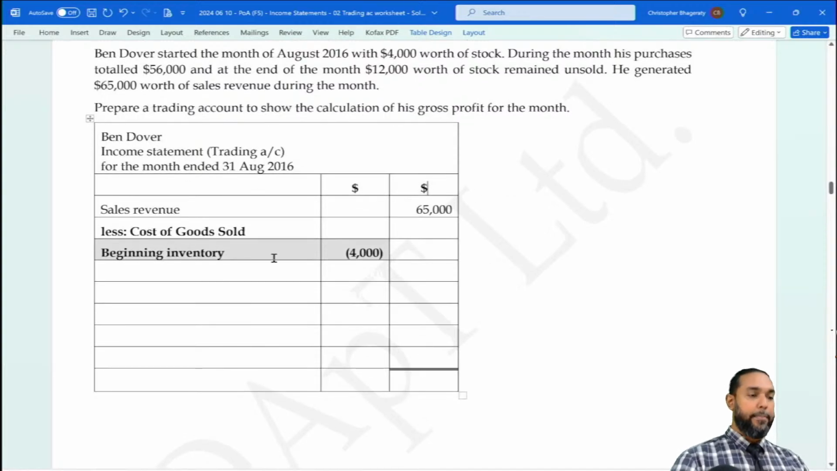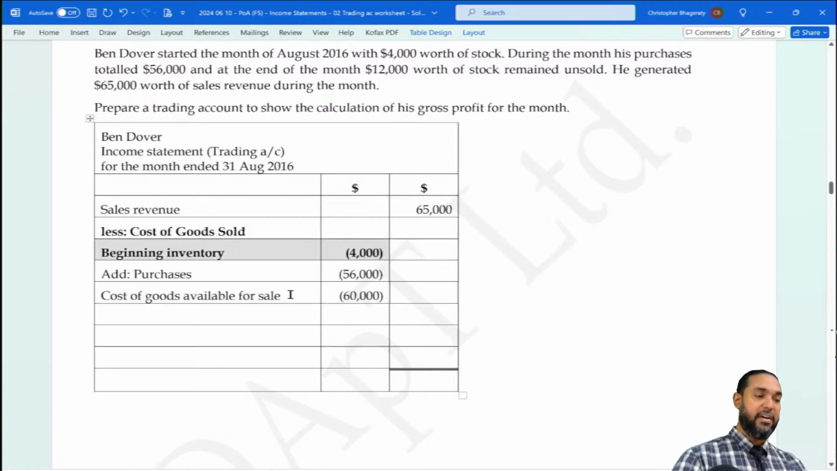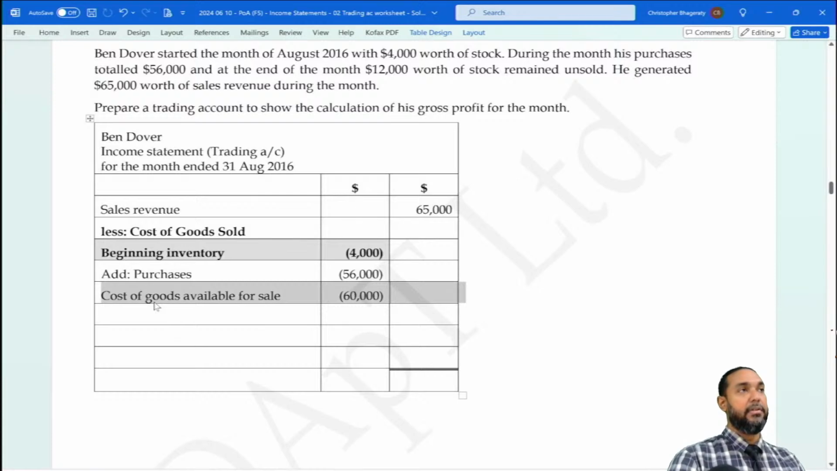So beginning inventory, and we're going to add the purchases figure. When you add your beginning inventory to your purchases figure, the item you get is called the cost of goods available for sale, because it's literally the cost price of the goods that you are going to make available to your customers for sale.